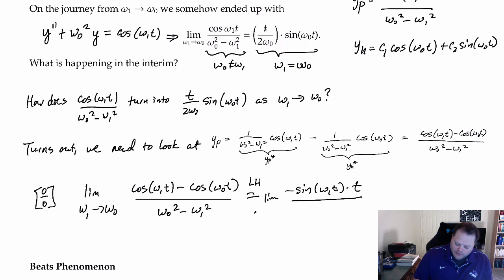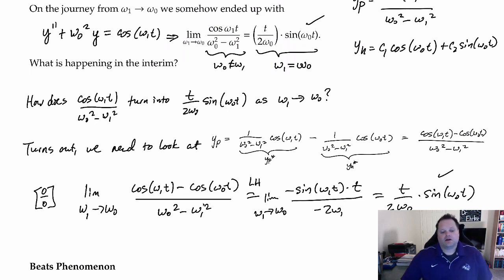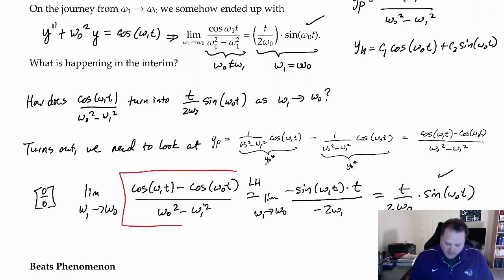And so carry over the limit here. And then in the denominator, the omega naught squared doesn't have an omega 1, so that's constant. That goes away. The derivative of this becomes minus 2 omega 1. And if you look, as omega 1 approaches omega naught, you get t over omega 1 becomes omega naught, and you get sine omega naught t, which is where this is coming from. Well, that's actually kind of cool, but what's even more important about it is an understanding of the journey that took place here.